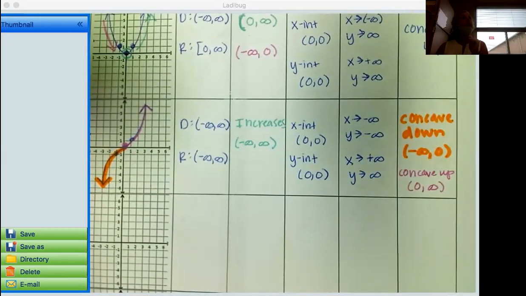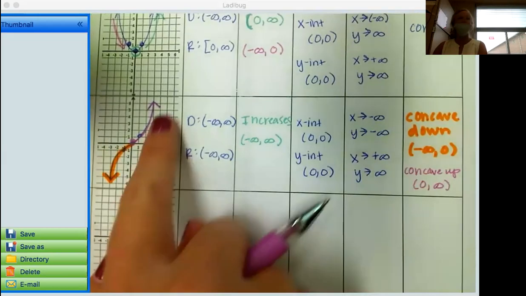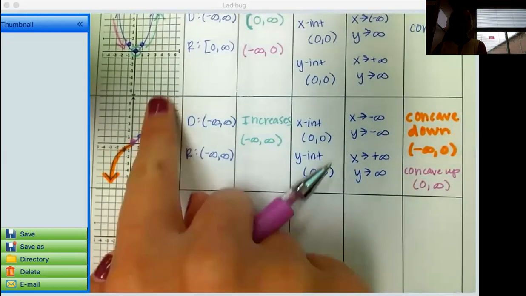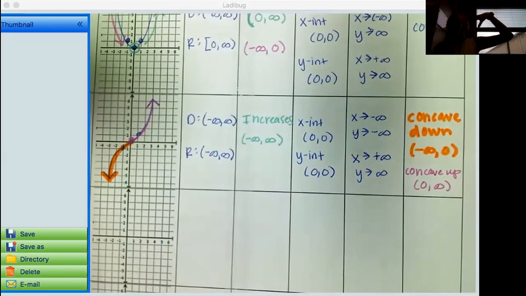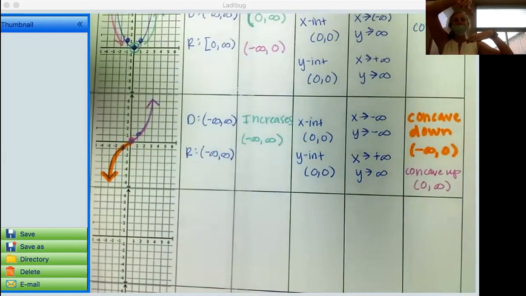Do not get that confused with increase, decrease. When you read that graph from left to right, you start on the left, you are going up the entire time. That is increasing. But when we talk about the opening, the left-hand side is pointing down, and the right-hand side is pointing up. Are y'all okay with that?